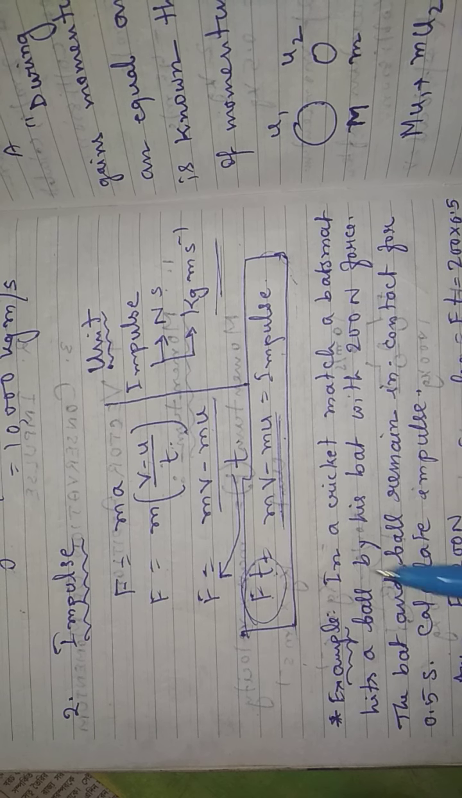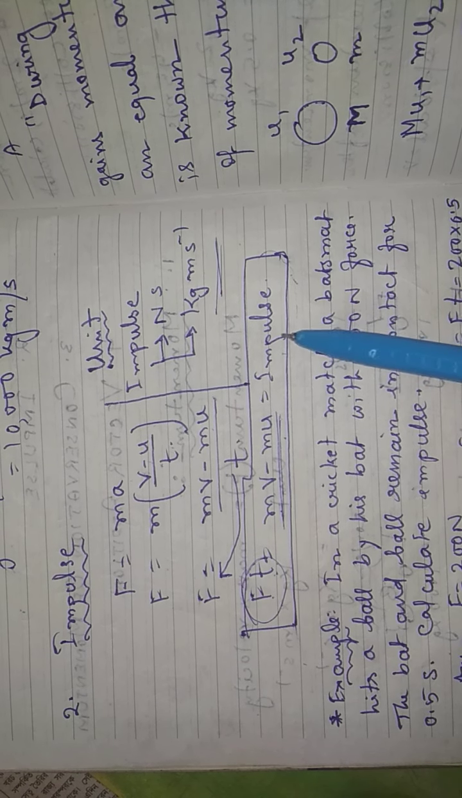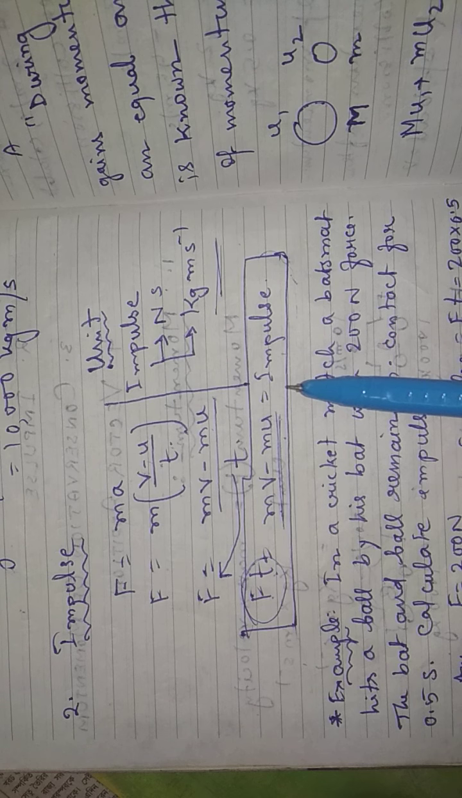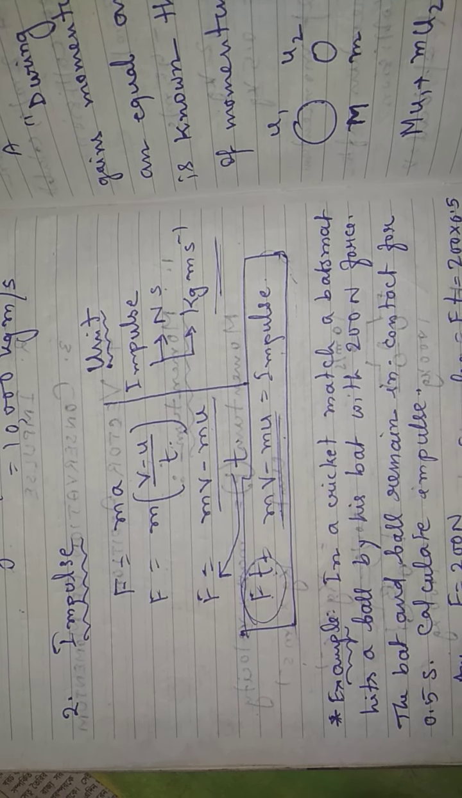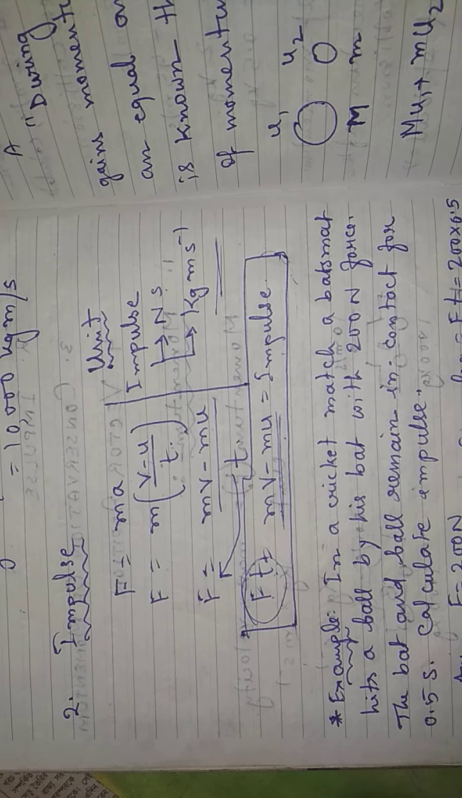But actually we use impulse when the force applied on an object is for a very little period of time. For example, in a cricket match, when a bat hits a ball, there is a force applied on the ball by the bat, but this force is being applied on the ball for a very small fraction of a second. The time period is very short. So here we can calculate impulse.